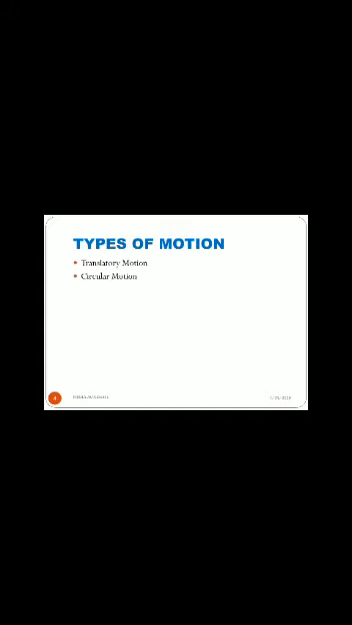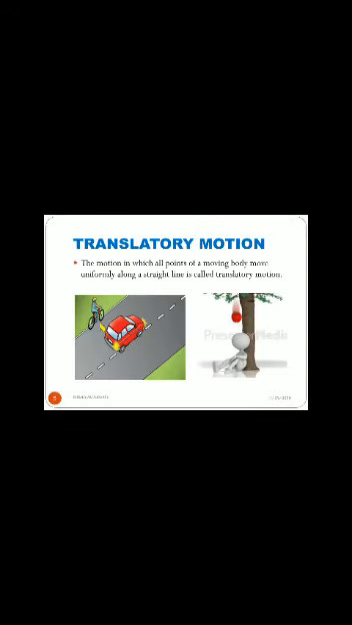Let us see the types of motion. We can subdivide motion into translatory motion and circular motion. What is translatory motion? The motion in which all the points of a moving body move uniformly along a straight line is called translatory motion.